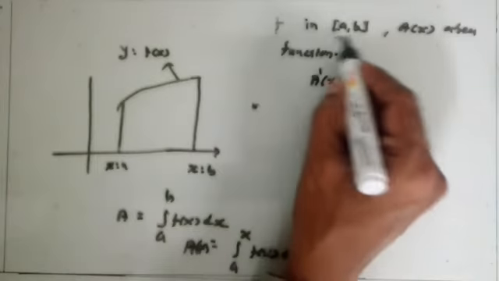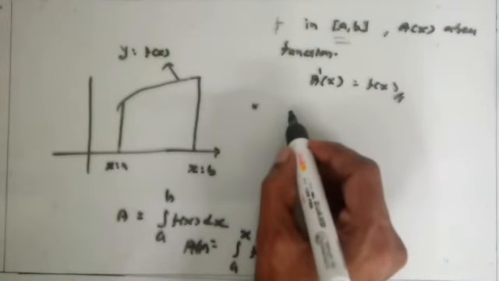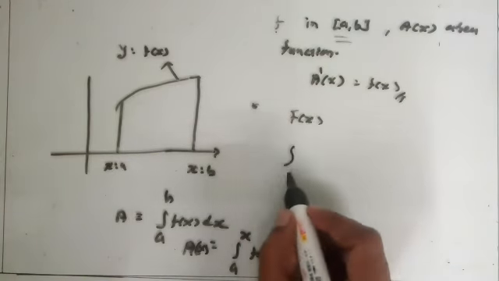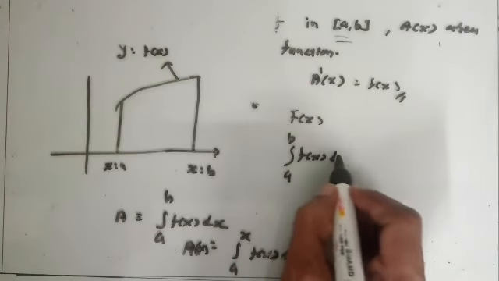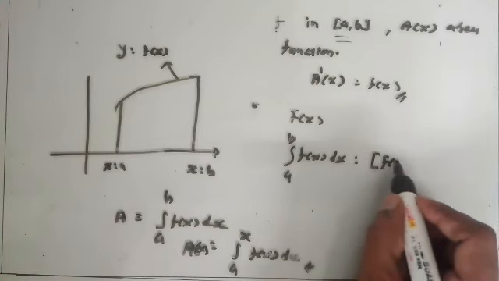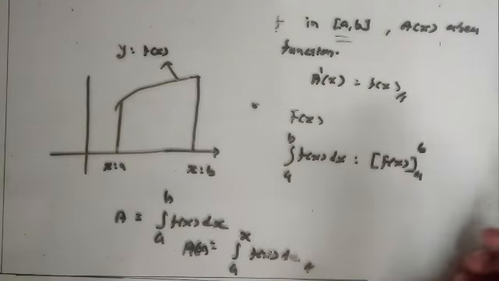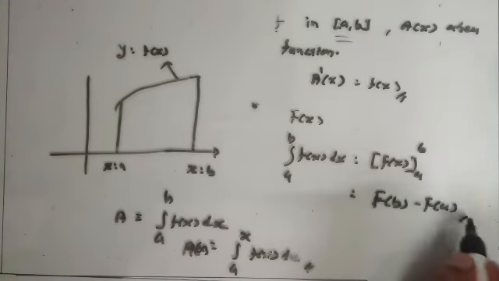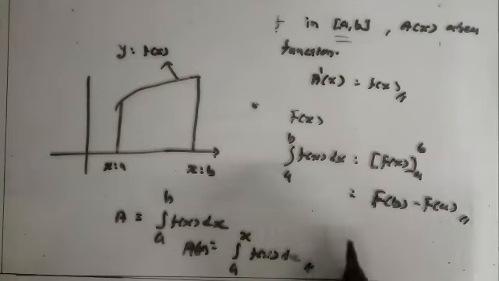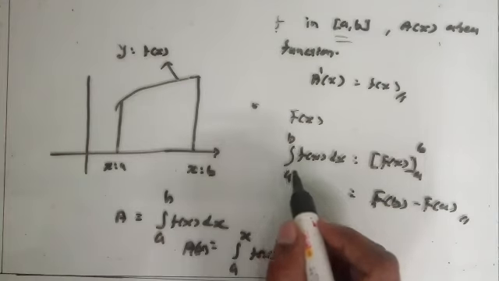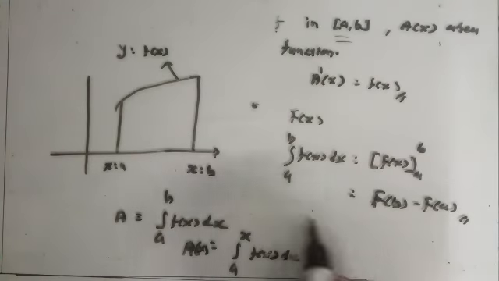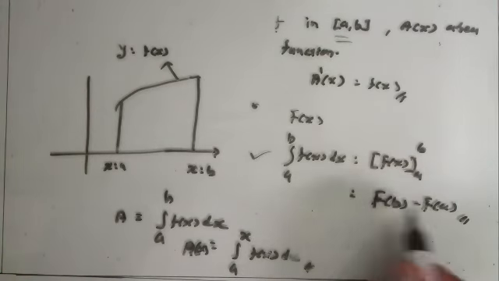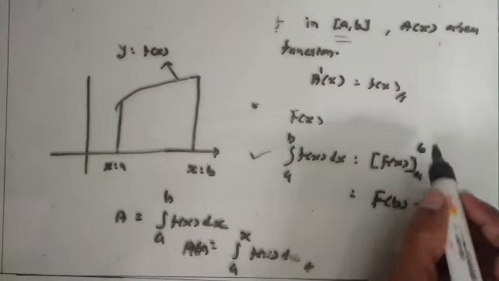Now the second theorem. If f is continuous on the closed interval [a, b] and capital F(x) is an antiderivative of f, then the integral from a to b of f(x) dx is equal to F(x) from a to b, that is F(b) minus F(a). So this is the fundamental theorem of integral calculus. An important formula, remember this. Here a is called the lower limit and b is called the upper limit.